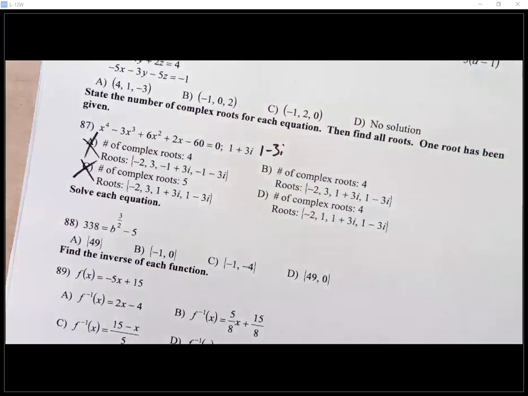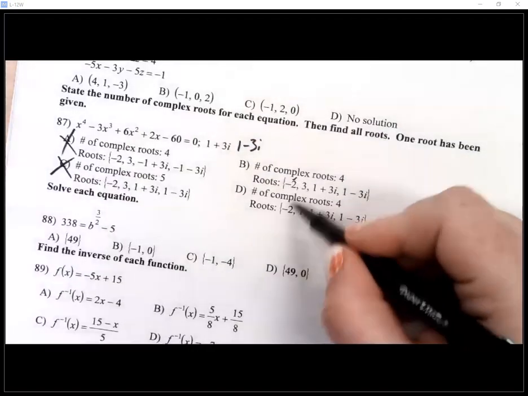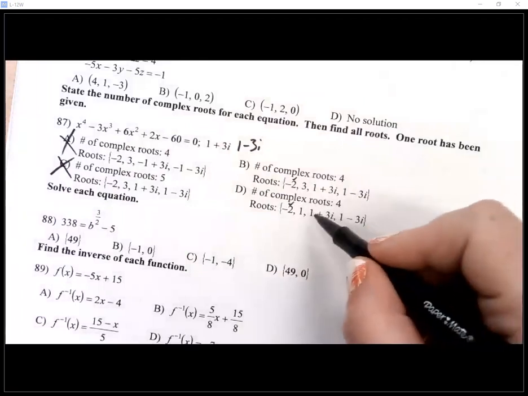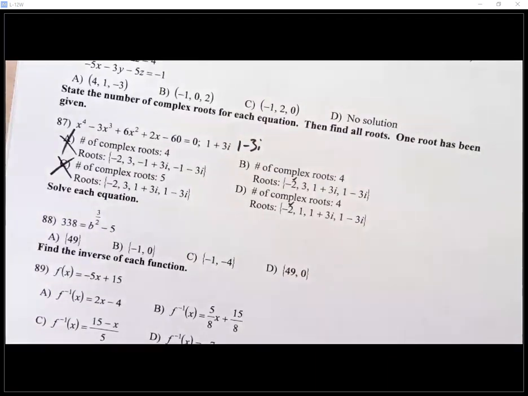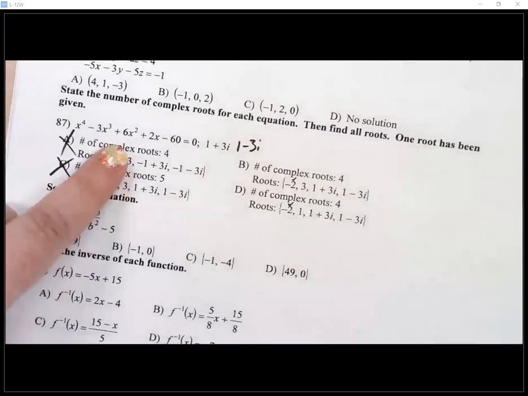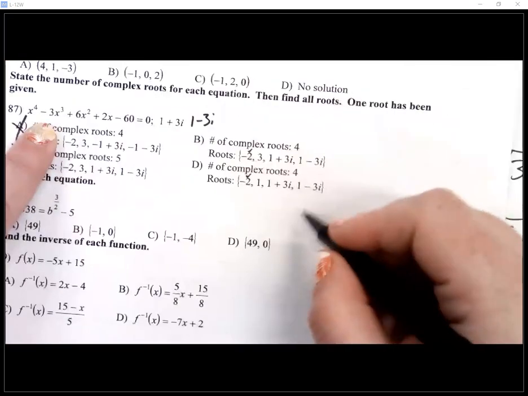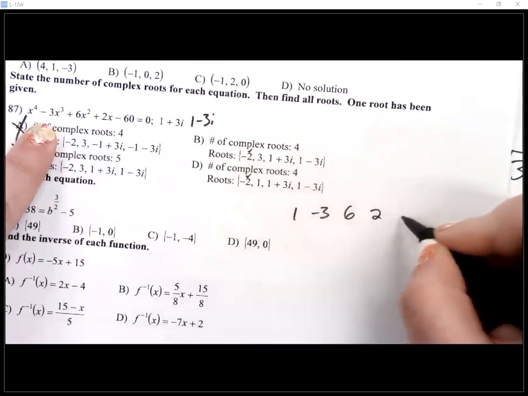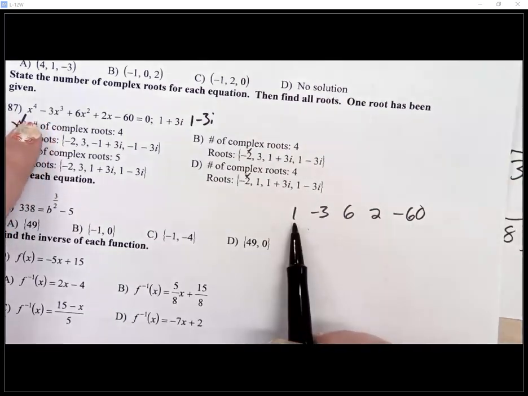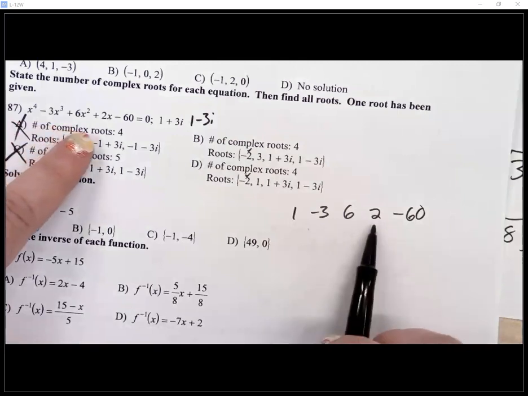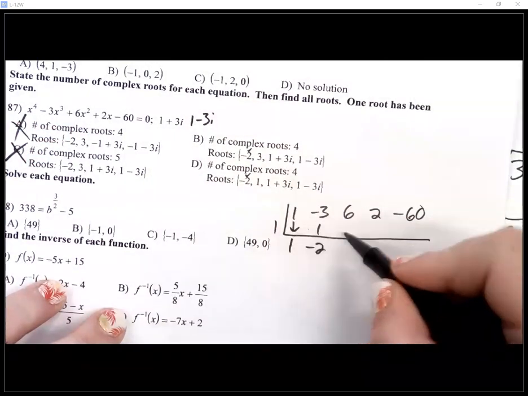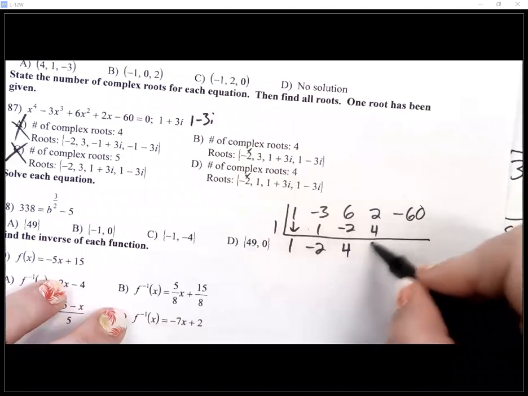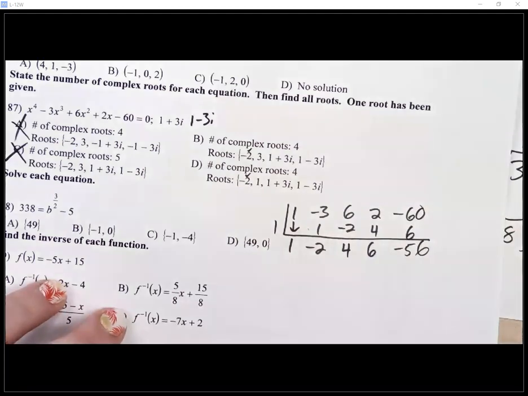And here's something I notice. See how they both have negative 2? And they both have positive 1. So I'm not even gonna bother testing negative 2 because I know that it works. Let me test 3. If 3 works, I know it's B. If 3 doesn't work, I know it's D. So we're gonna do synthetic. Let's drop down all our coefficients: 1, negative 3, 6, 2, negative 60. Make sure I didn't miss anything. I didn't need 0 placeholders on this one, right? Nope. Okay, so you know what? I'm going to plug in 1 because it's easier. Nope, didn't work. So 1 did not work, so D is out. It's got to be choice B.